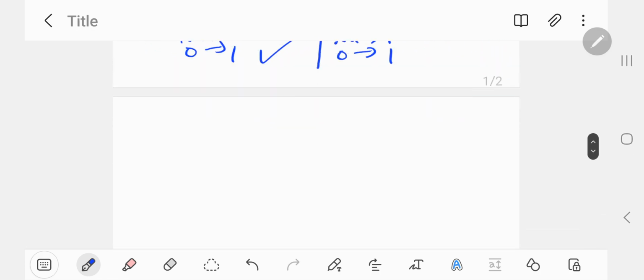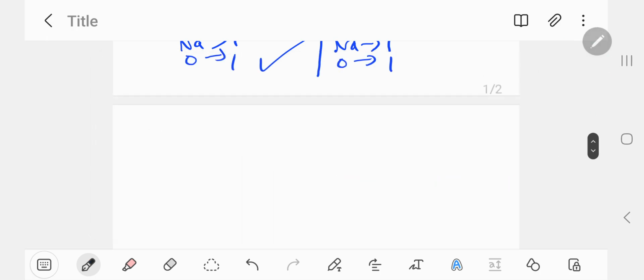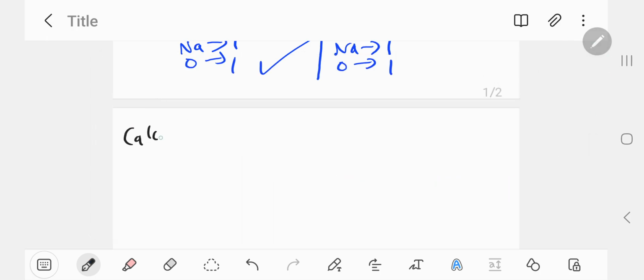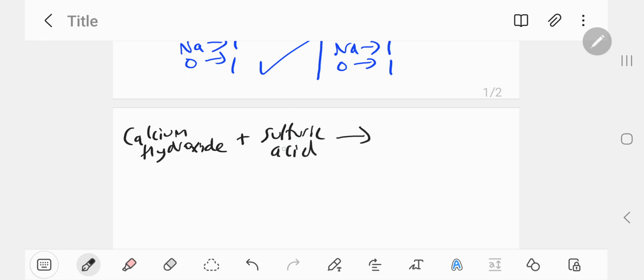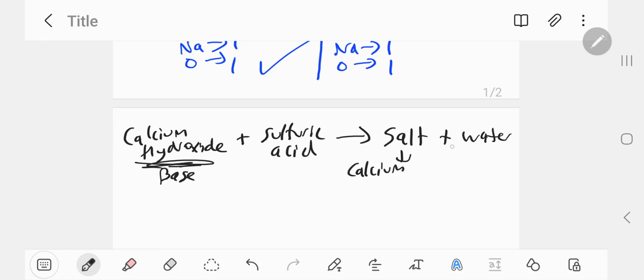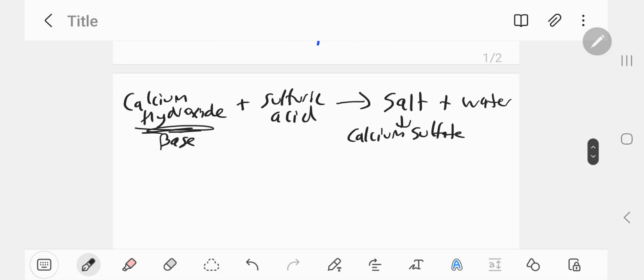Let's do another one. Let's do calcium hydroxide plus sulfuric acid. This is an acid-base reaction because you've got sulfuric acid, which is an acid, and calcium hydroxide, a base. Bases contain hydroxide always. And this will make a salt and water. Now the salt is the calcium first. Remember, the metal goes first. And the ending of the sulfuric acid, which is sulfate: calcium sulfate. So we've written the word equation.